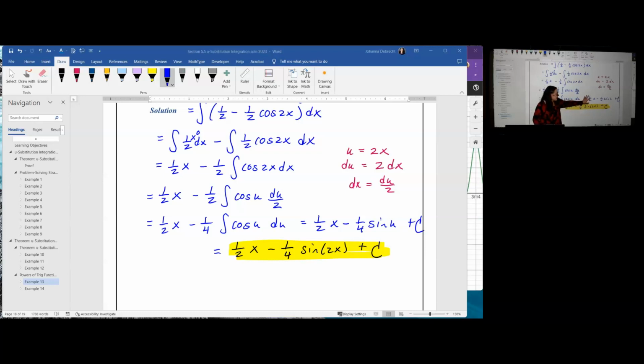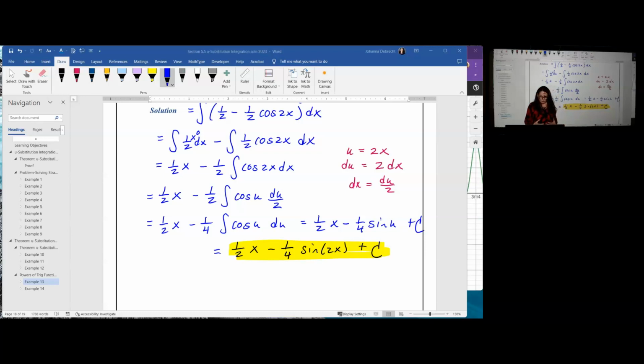Finally, we get 1/2 x minus 1/4 sine of u plus c. Next, we need to back substitute to get back to the original independent variable. We replace our u with 2x.